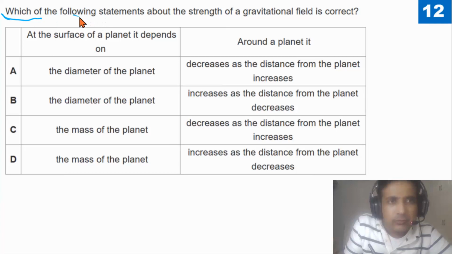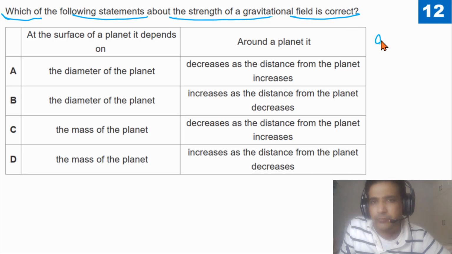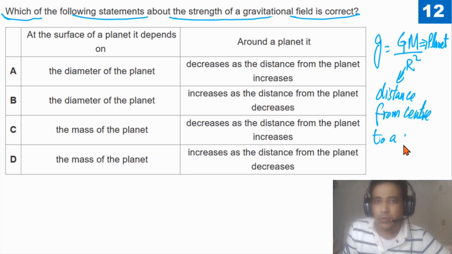Question 12 says, which of the following statements about the gravitational field is correct? So if you look at the formula of the gravitational field, g is equal to capital G M over r squared. M is the mass of the planet, or the mass of the star. So simply we can say this is the mass of the sun. And r is the distance from the center to a point where we want to find the value of small g, the gravitational field.